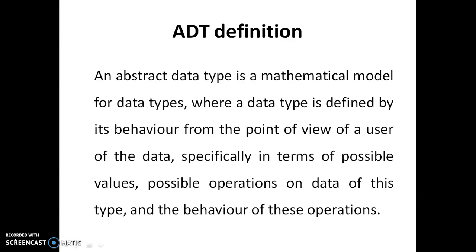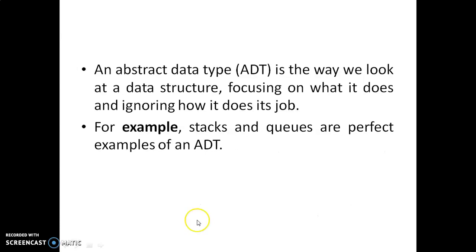Specifically, in terms of possible values, possible operations on the data structure of this type, and the behavior of these operations, the user only focuses on the operation rather than the implementation part. That is called an abstract data type. An abstract data type is the way we look at the data structure, focusing on what it does and ignoring how it does its job. As I already defined, the basic focus is on the operation rather than the structure or implementation.